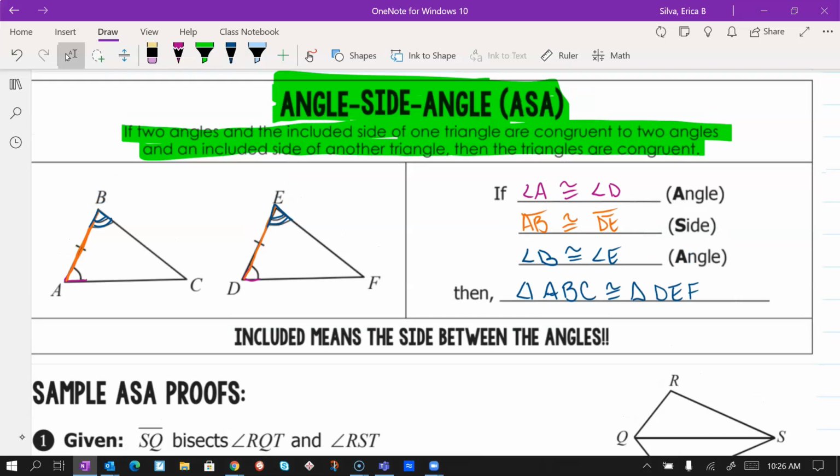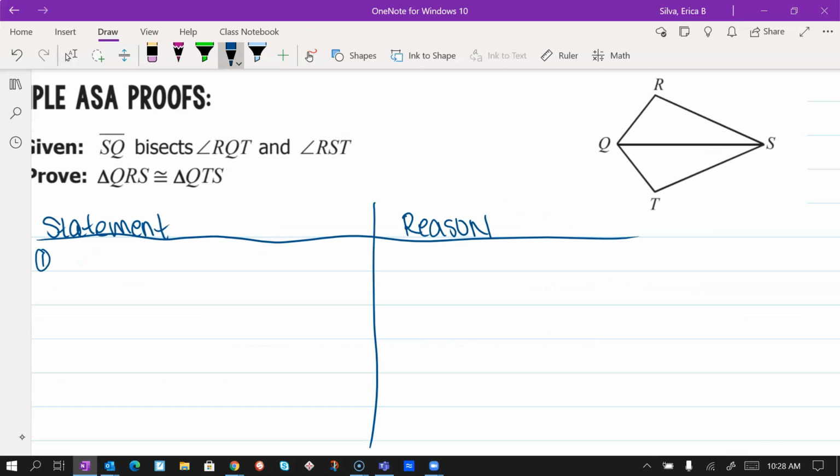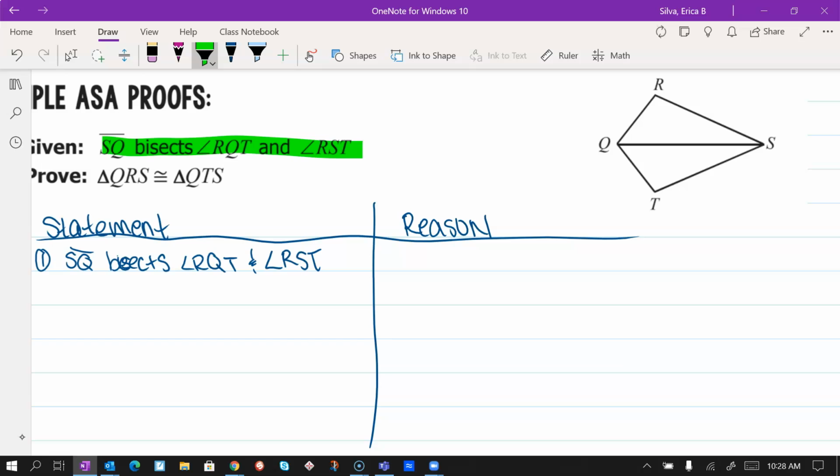Now I want you guys to be careful because I saw it on the quiz. You want to make sure that your angles are matching the congruencies. So if you look at Q, our first statement is that SQ bisects angle RQT and angle RST. And I'm getting that straight from there. And the reason is because it's given.